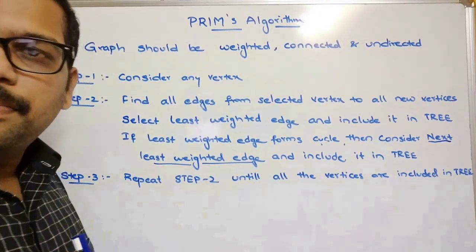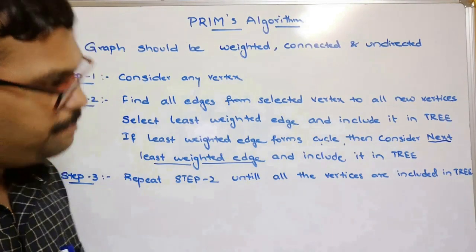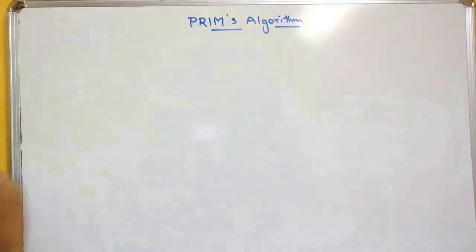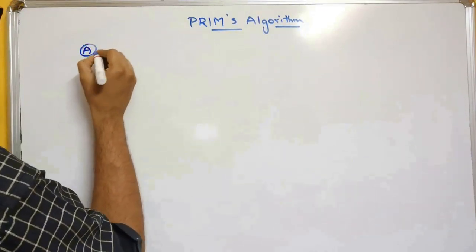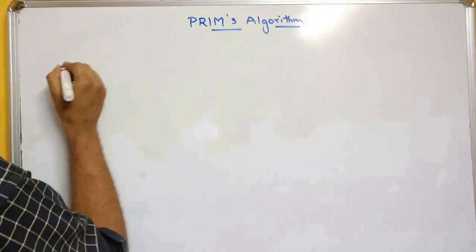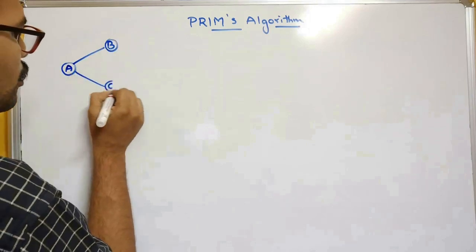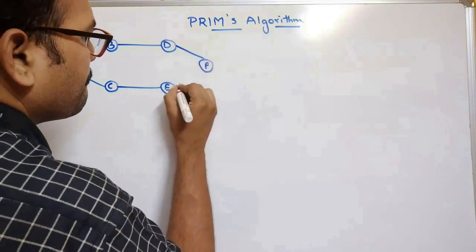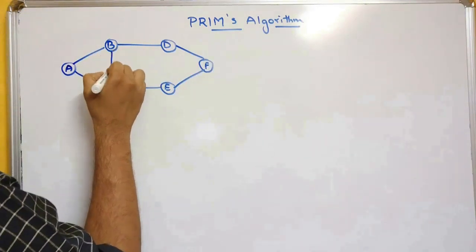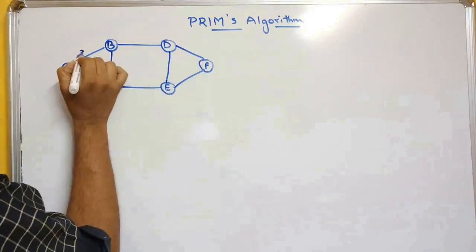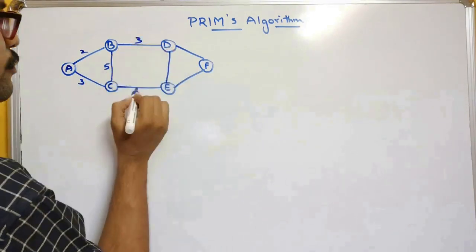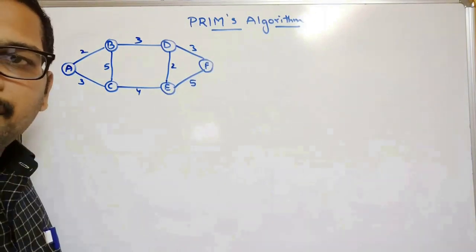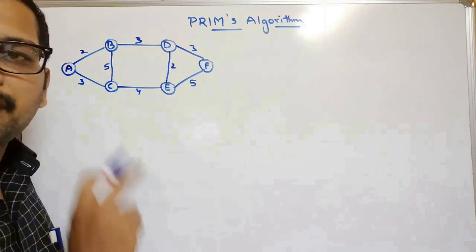Now we'll see an example and find the minimum cost spanning tree by following all these rules. So let us take an example. Consider one graph, and let us take some weights. Okay, this is a graph, and we need to find the minimum cost spanning tree for this particular graph.